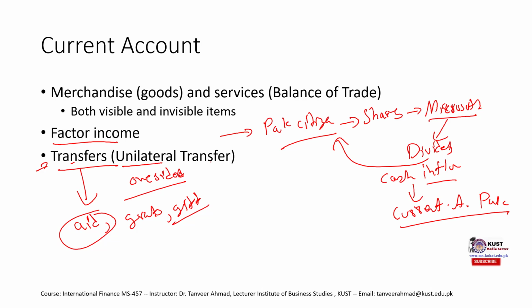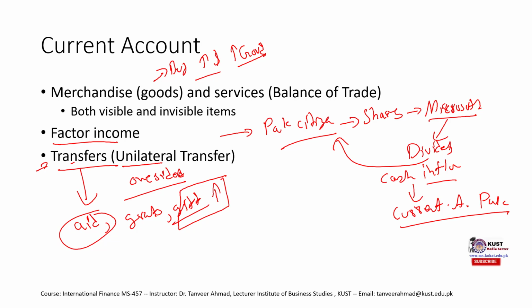Why are they called unilateral transfers? Because in the other aspects, there is a two-way transaction. So if someone buys goods from us, they pay us, and we give them goods. So there is a two-way transaction, right? But in a unilateral transfer, if a foreign country is paying us gifts, then we are not paying them something back in return, right? Similar is the case with aid and grants. So that's why we call it a unilateral transfer.